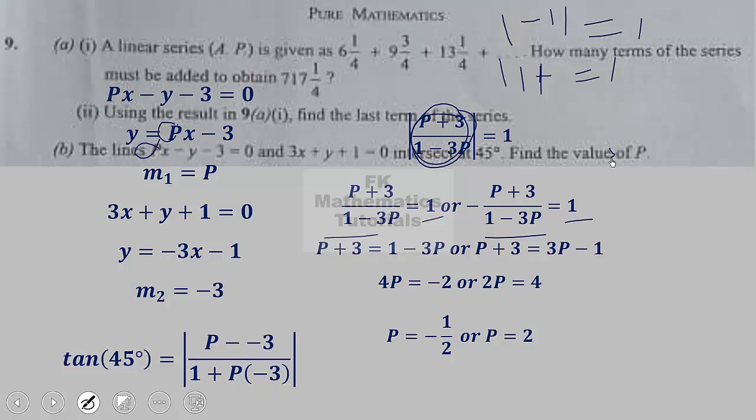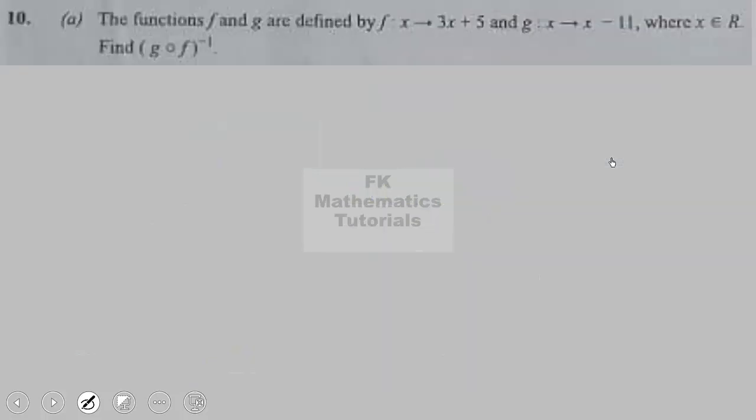Now we proceed to the next question. The functions f and g are defined by f such that x maps onto 3x plus 5 and g is such that x maps onto x minus 11, where x is a real number. We have to find g circle f inverse. So this is on relations and functions.